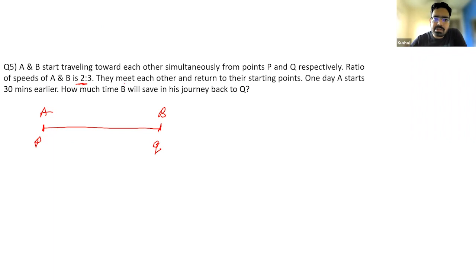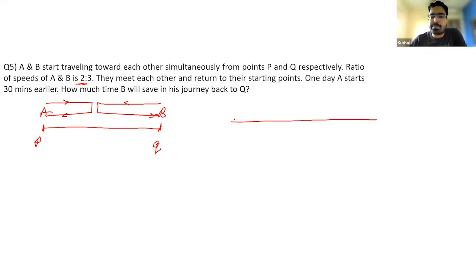Now, the ratio of these speeds is given. They meet each other and return to their starting point. So ideally, what will happen? They will meet somewhere over here, and A will go meet B and come back. B will go from here, meet A and come back, right? So this is going to be the journey. Now, on one day, A starts 30 minutes earlier. Now let us understand the second situation. What happens? You are saying P to Q over here.